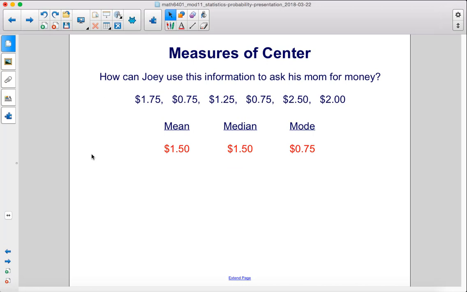How can Joey use this information to ask his mom for money? Well, I would say if he asks his mom for $1.50, he'll probably be able to get a snack. He might even be able to buy 2 of the most common snacks.